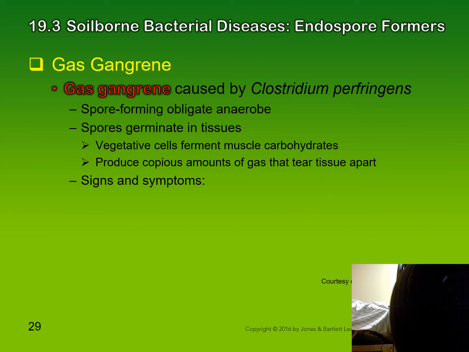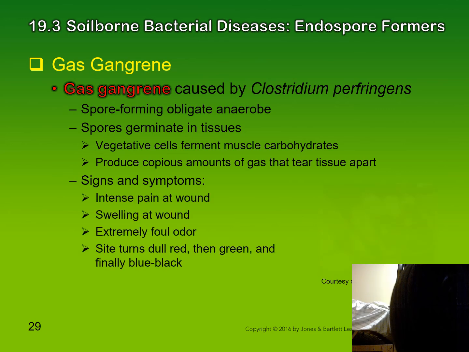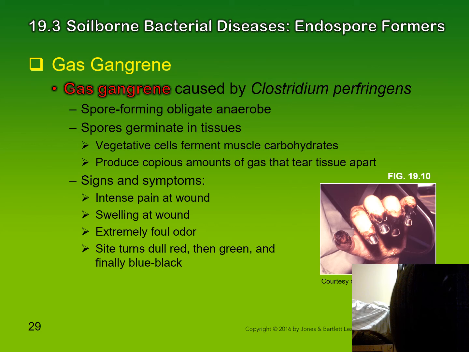Signs and symptoms of gas gangrene: intense pain at the wound, swelling at the wound, extremely foul odor, and the site turns dull red, then green, and finally blue-black. And you can see it there on that person's fingers, that's the actual tissue that has turned black from the infection.